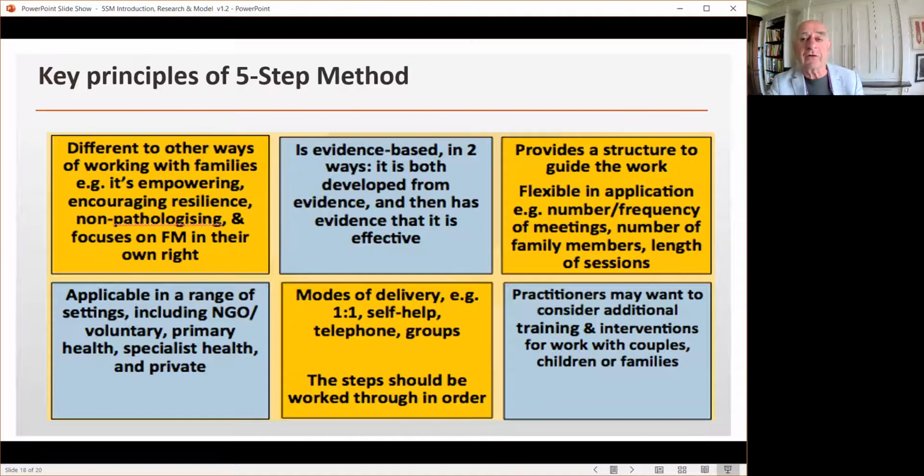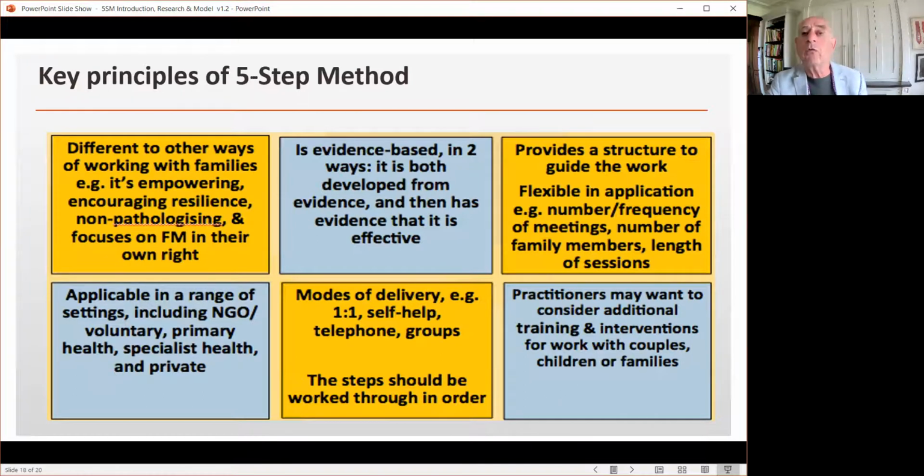It provides a structure for us as practitioners, and it provides a structure for family members. And both practitioners and family members really appreciate that structure. It's also very flexible. It's flexible in the number and frequency of meetings. Often, especially when we do research trials, we do 1 step per meeting, but that's not written in stone. Sometimes people spend longer on a step, and they may take more than 1 meeting to cover a step. Sometimes they may do 2 steps in 1 meeting if things go very fast.